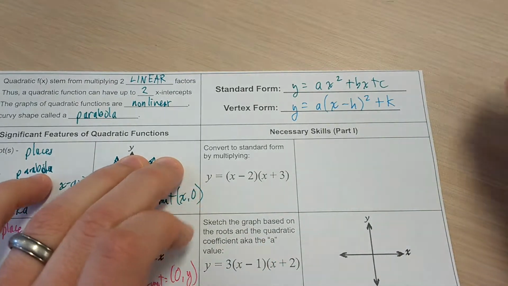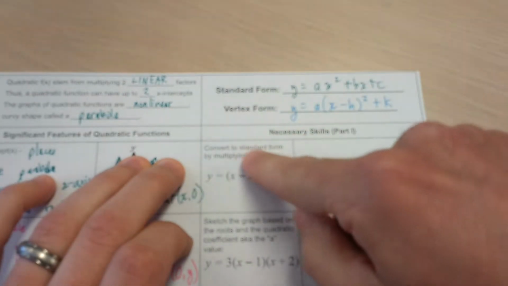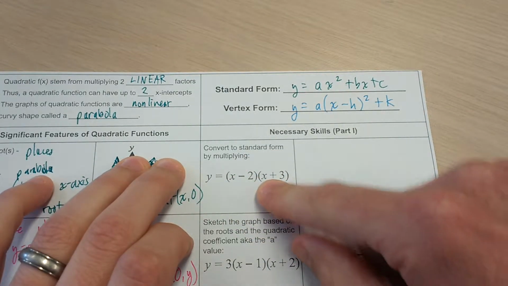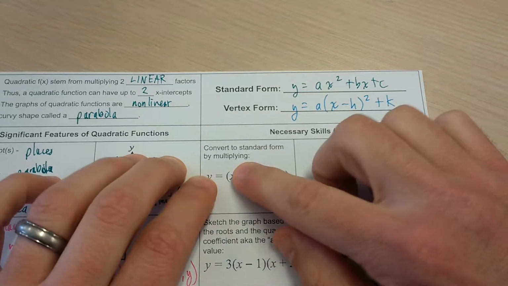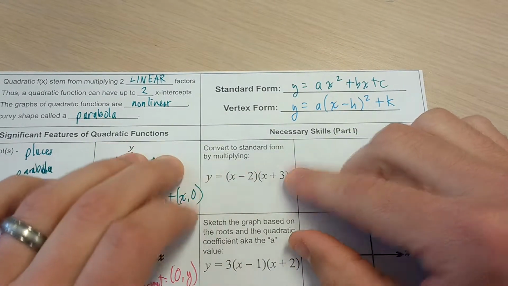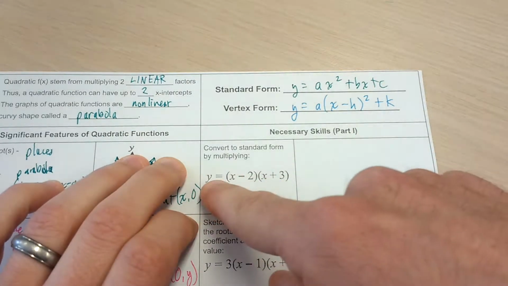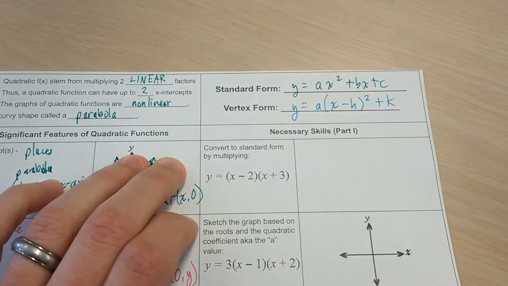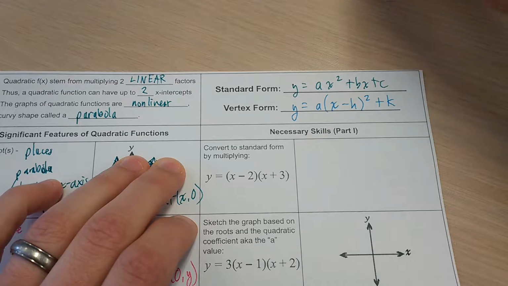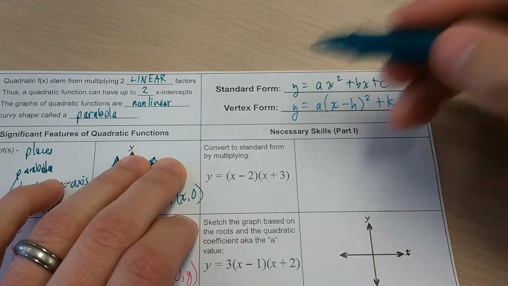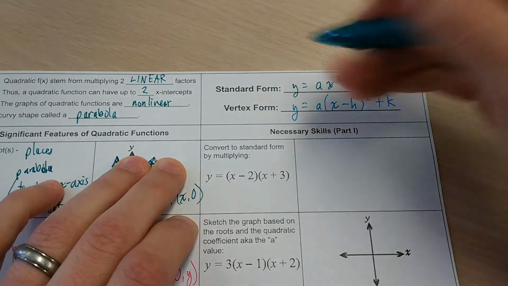All right, so what we need to be able to do first is convert to standard form. So what we have here is two linear factors, as I referenced up here. Linear as in, hey, that's an x to the first and that's an x to the first. You multiply them together, you get a quadratic expression or equation, or in our case, a function. So we're going to be able to graph it. So what we've got to do is use the FOIL method or distributive property or the box method, whatever it is that you like to use.